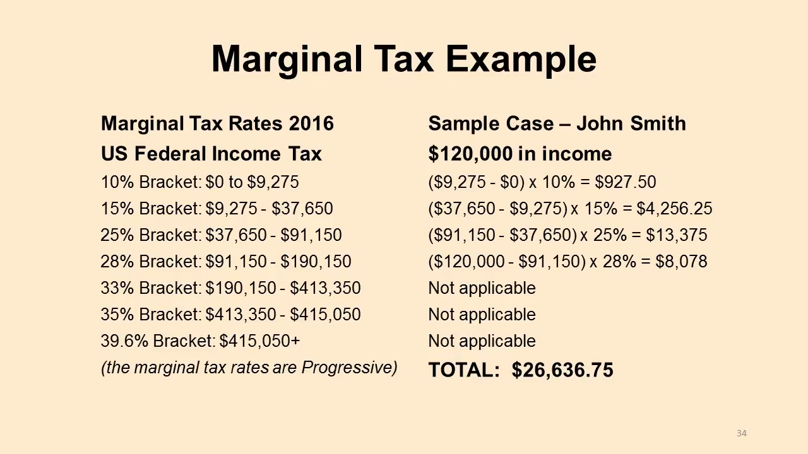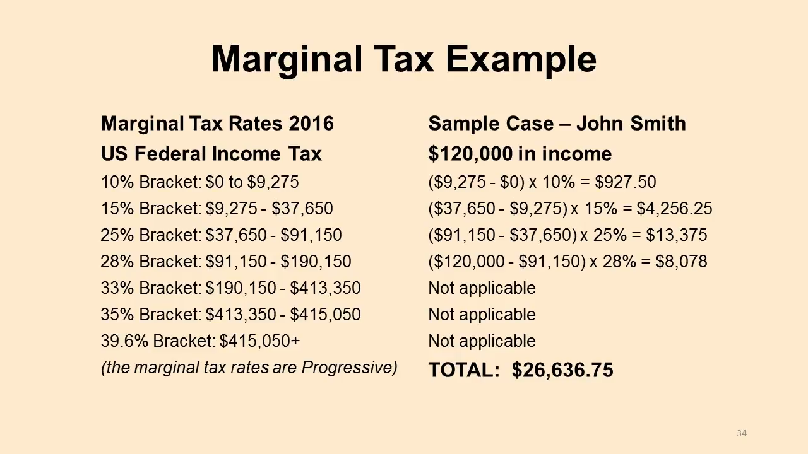Let's see how it works with Mr. John Smith. John Smith earned $120,000 income. The first $9,275 are taxed at that lowest 10% rate. So the tax on his initial earnings is $927.50. But he earned more. So all of his income that falls between $9,275 and $37,650 is taxed at 15%. So for that part of his income, his tax liability is $4,256.25.